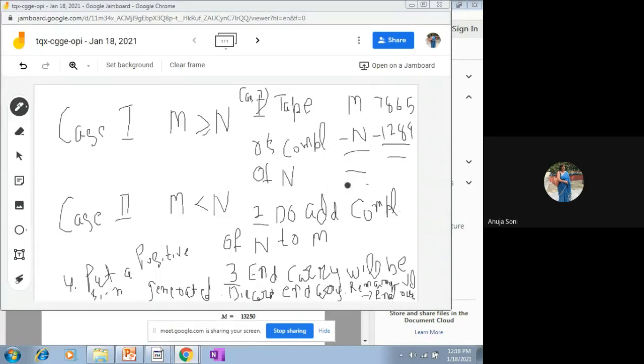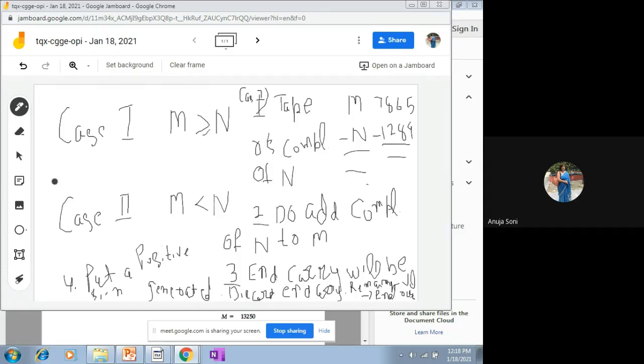Now we talk about the second case. The first case was when the positive number was greater than the negative number, and the resultant number definitely came out as a positive number. The second case is whenever the value of m is less than that of n. So that means the resultant number should be negative.